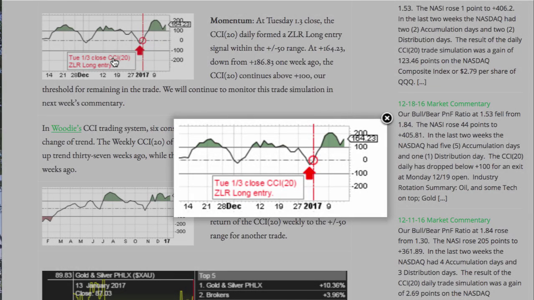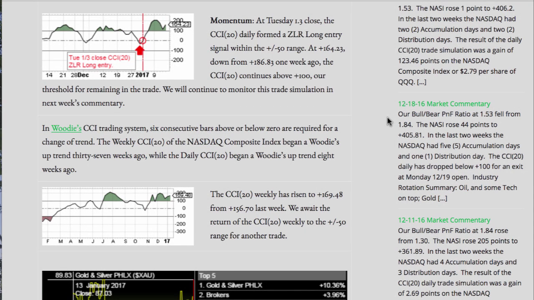Momentum. At Tuesday 1-3 close, the CCI 20 daily formed a zero-line reject long entry signal within the plus or minus 50 range. At a positive 164.23, down from a positive 186.83 1 week ago, the CCI 20 continues above plus 100, our threshold for remaining in the trade. We will continue to monitor this trade simulation in next week's commentary.